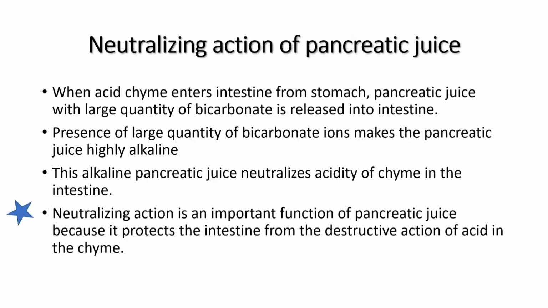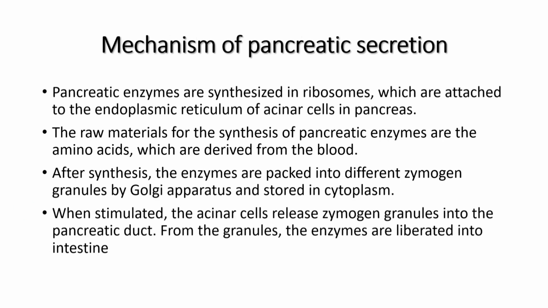Neutralizing action of pancreatic juice. When acid chyme enters the intestine from the stomach, pancreatic juice with a large quantity of bicarbonate is released into the intestine. Presence of a large quantity of bicarbonate ions makes the pancreatic juice highly alkaline. This alkaline pancreatic juice neutralizes the acidity of chyme in the intestine. Neutralizing action is an important function of pancreatic juice because it protects the intestine from the destructive action of acid in the chyme.